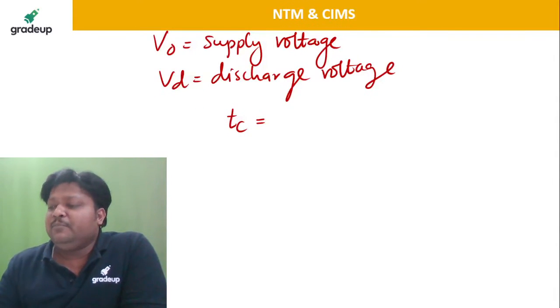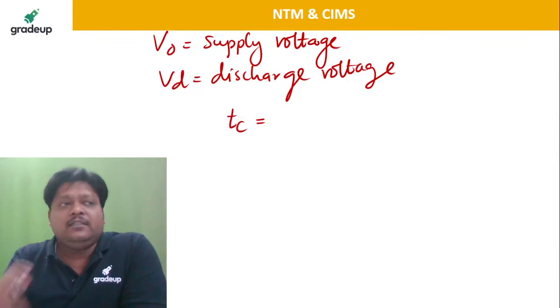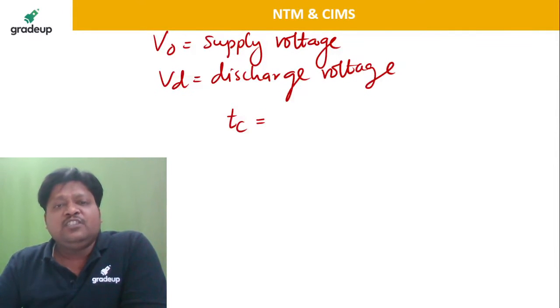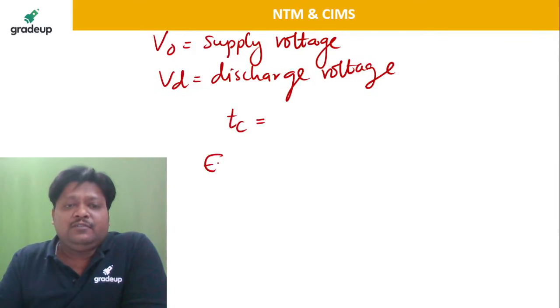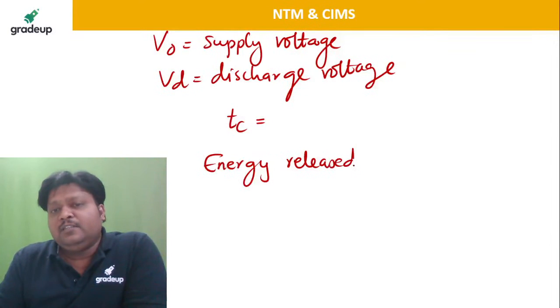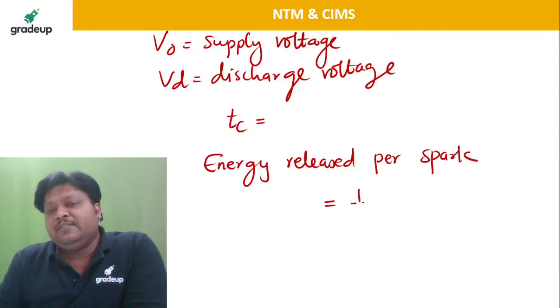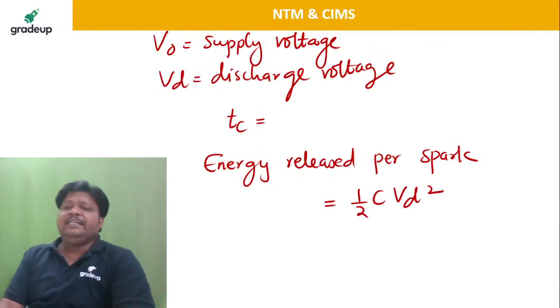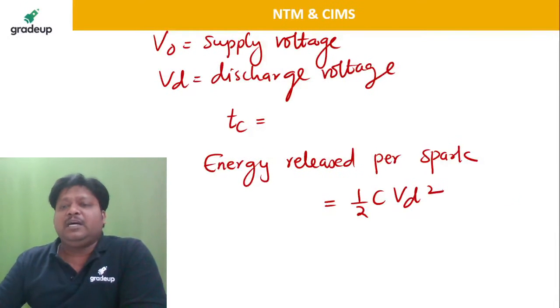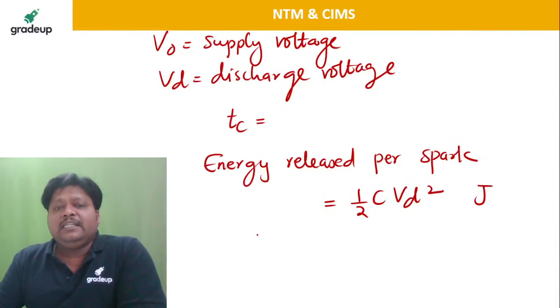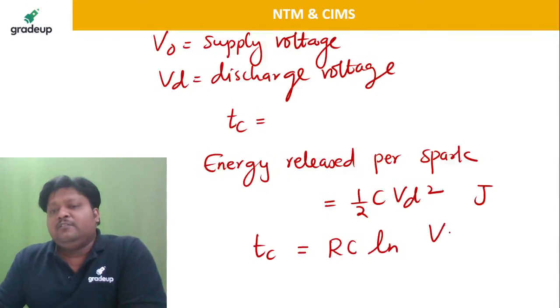सबसे पहले तो क्या आता है वहां पे? The energy required or energy released per spark. If I calculate first, I will write here energy released per spark, which is given as half into the capacitance C into discharge voltage square. So this is the energy released per spark in terms of joule, and the cycle time you will get is R into C ln of VO divided by VO minus VD, right?